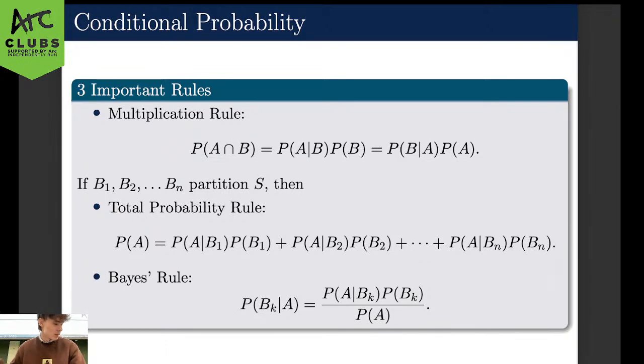And the last one is Bayes' rule. The probability of Bk occurring given A has occurred is equal to this here. Normally in the expression of Bayes' rule, the probability of A is written using the total probability rule, summing it out over all the possible cases B1 up to Bn, as long as they partition S.